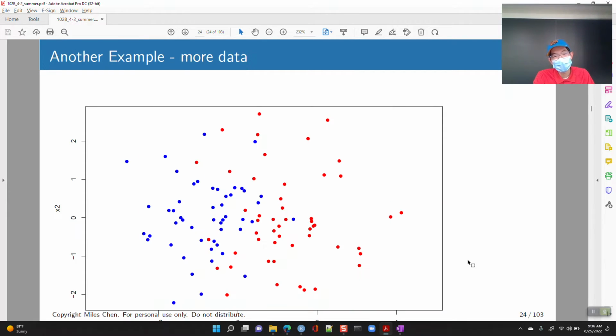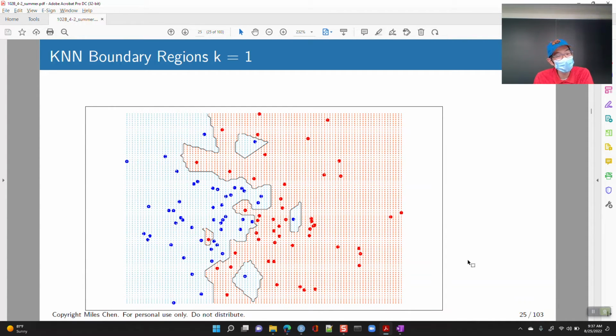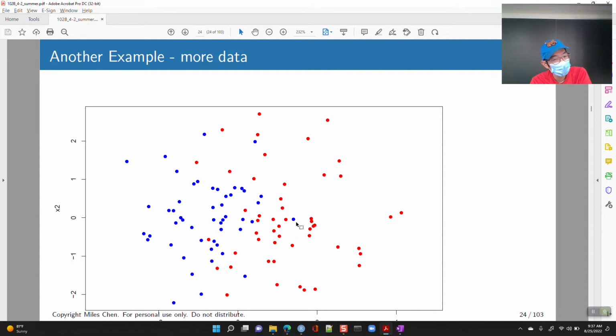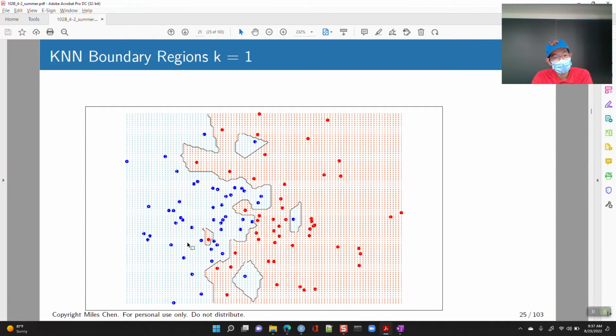Here it is with a larger data set, more points. What happens with k equals 1? Every single one of these data points counts. We look at this and say, well, here's a couple of blue points that look like they're in red territory, or here's a red point that's clearly in blue territory. Each of these gets its own little exclave or enclave of influence.